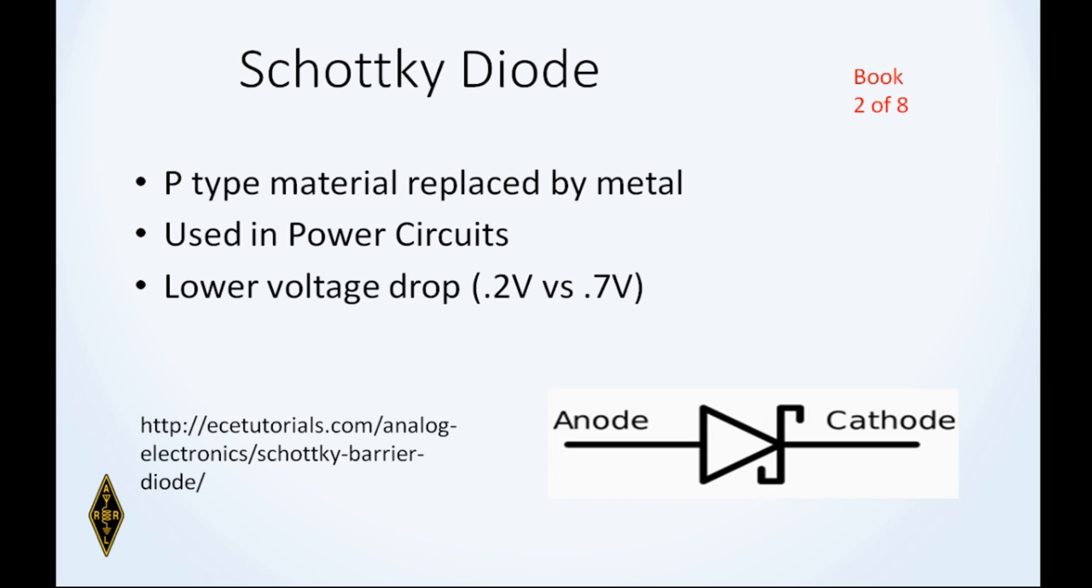Another diode that's used in power supplies and has some advantages is called the Schottky diode. And there, with the junction diode, we had P-type material right next to N-type material. Well, in a Schottky diode, you just have N-type material. And a metal connection is made in place of the P-type material. It's used in power circuits, and the advantage of it is it has a lower voltage drop, 0.2 volts instead of 0.6 or 0.7.